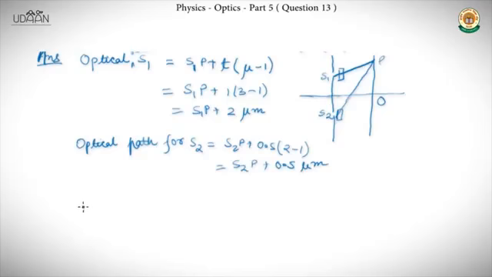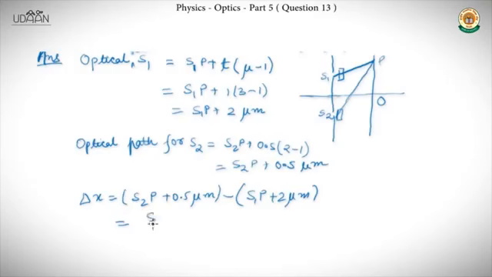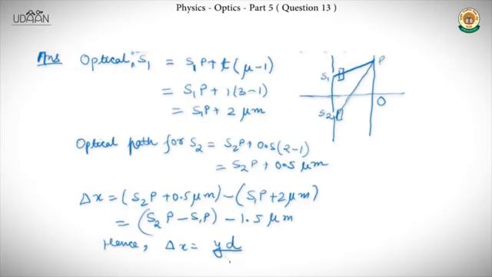Now the path difference delta x is equal to S2P plus 0.5 micrometers minus S1P plus 2 micrometers, which will give the result as S2P minus S1P minus 1.5 micrometers. So hence delta x is equal to y into the distance between the slits divided by the distance of the screen from the slits, minus 1.5 micrometers.